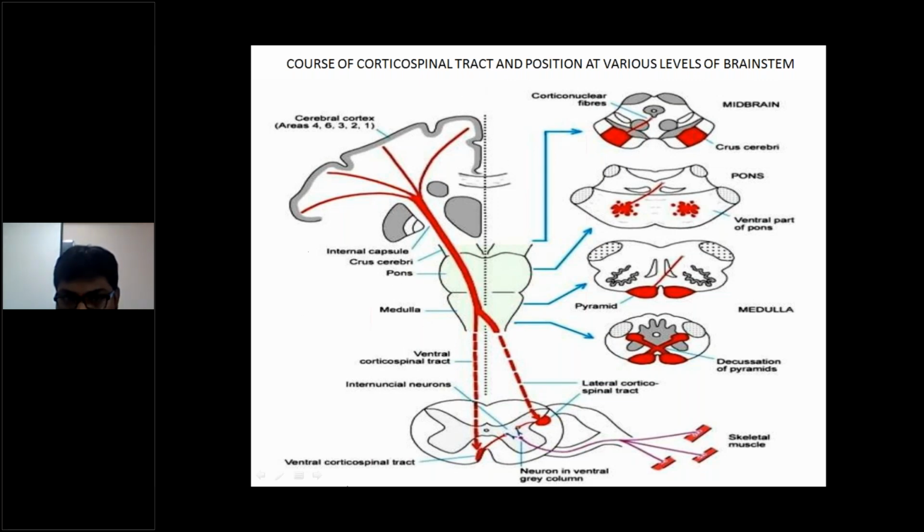This whole part is upper motor neuron. Anything before this spinal cord is upper motor neuron. Below that is lower motor neuron.